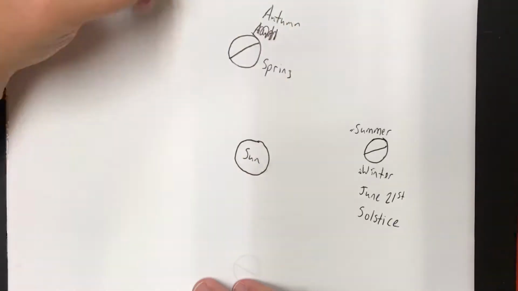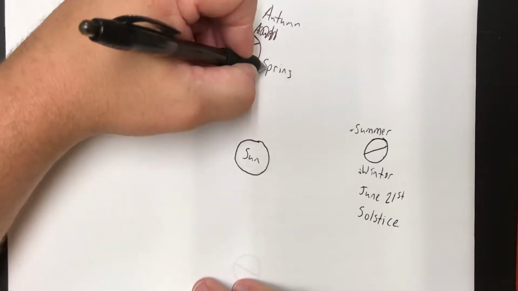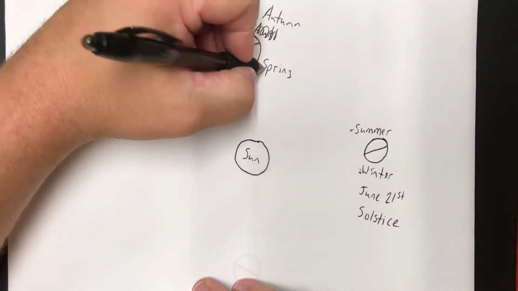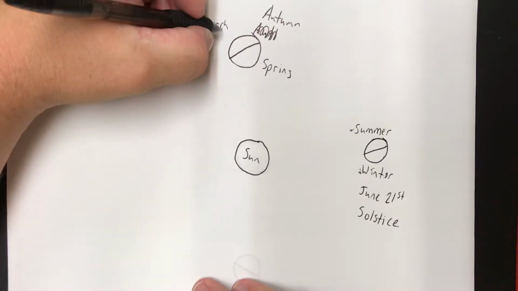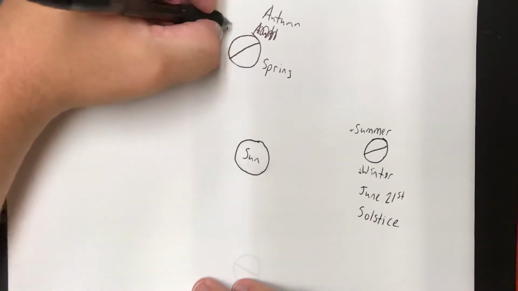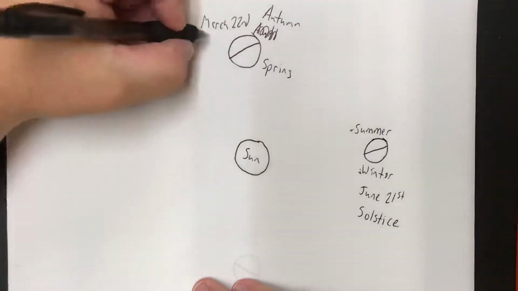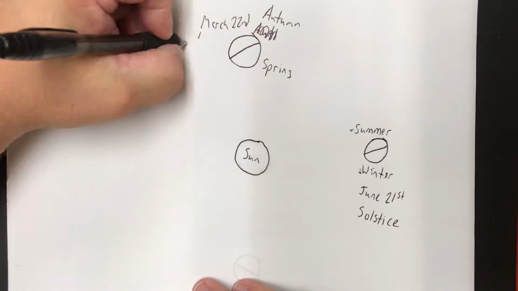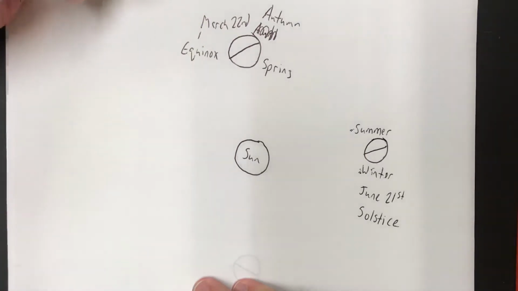There we go. Autumn, and then in the Southern Hemisphere, after winter for them, comes spring. Now, the first day of autumn for us in the northern hemisphere and the first day of spring for the southern hemisphere is March 22nd. And this is the equinox, which translated from Latin means equal night.